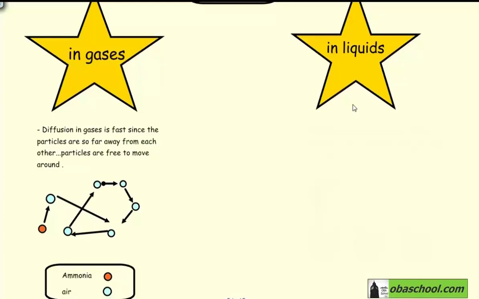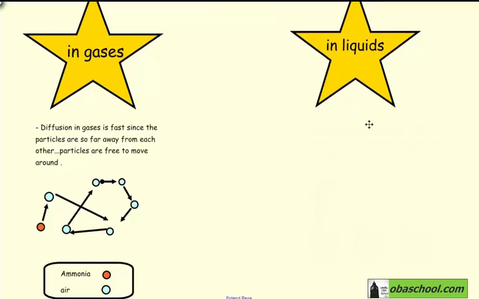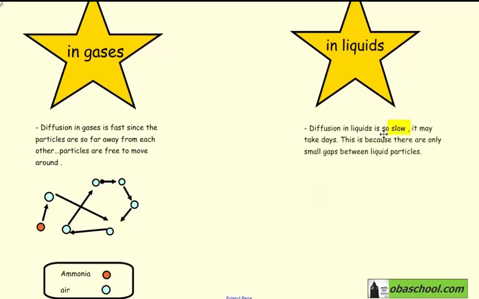The arrangement of the particles inside the liquid is different than the arrangement of particles in the gas. There are cavities between the particles in the liquid. However, the cavities are much less. Thus, any diffusion that will happen in the liquid will be slow, due to the fact that there isn't a lot of cavities. So, diffusion in liquids is slow. It may take days. This is because there are only small gaps between the particles.